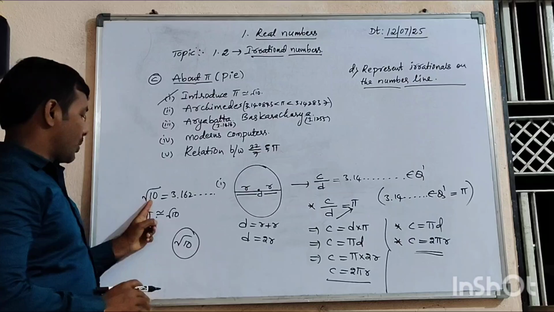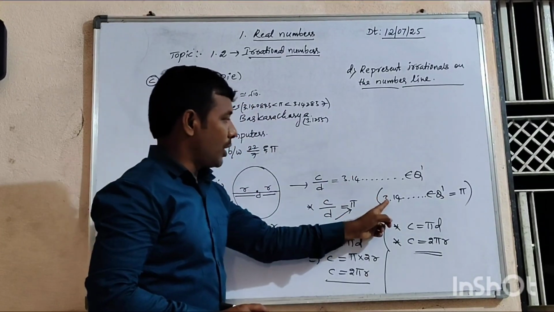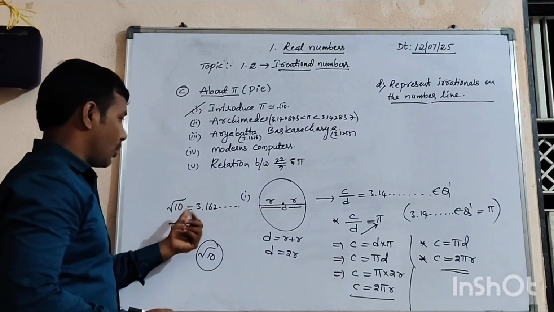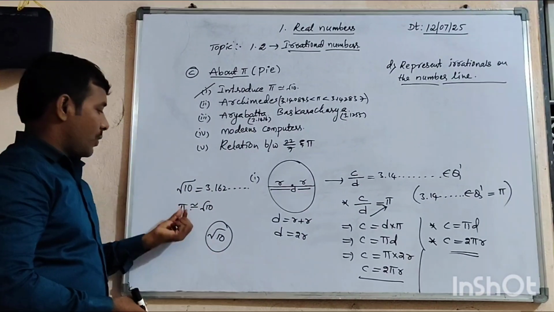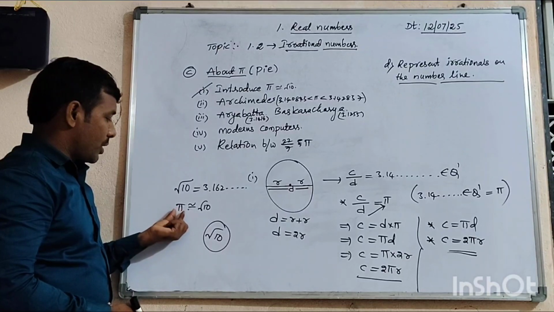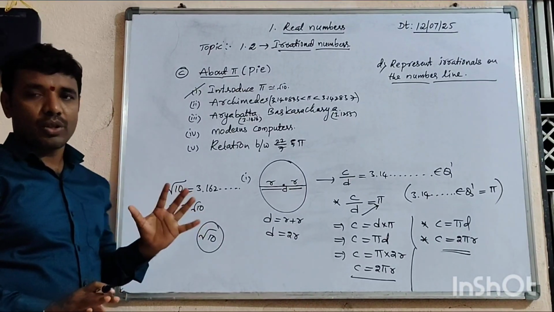I told you, no. Root 10's answer is 3.162..., and the pi value is 3.14.... Both look very near, approximately near, so for calculation purposes we can sometimes use root 10 instead of pi.